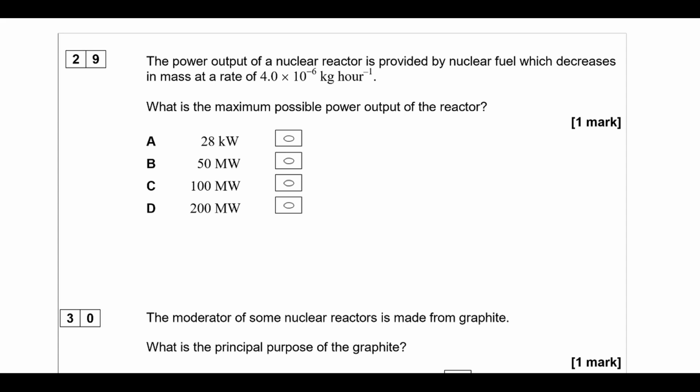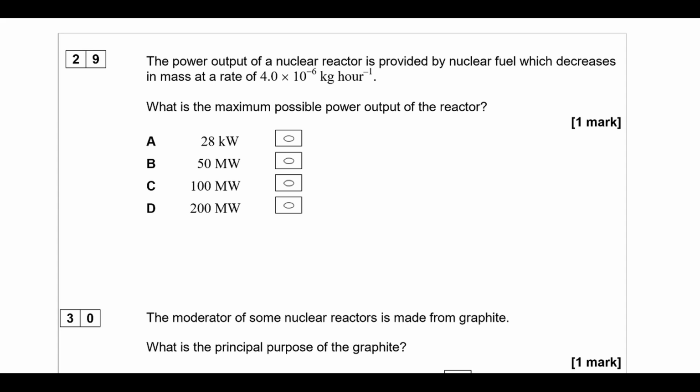Okay, the power output of a nuclear reactor is provided by nuclear fuel, which decreases its mass at a rate of 4 × 10⁻⁶ kilograms per hour. What is the maximum possible power output of the reactor?